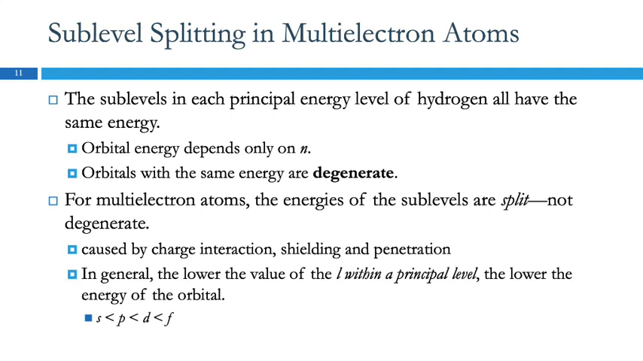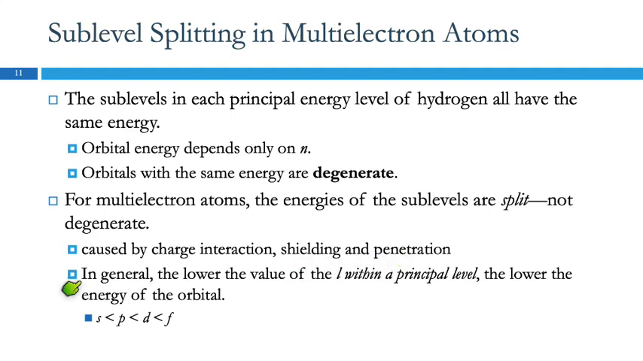When we get into atoms with more than one electron, the energies of the sublevels get split. They are no longer degenerate. They're no longer the same energy. This splitting is caused by charge interactions and by shielding and penetration.